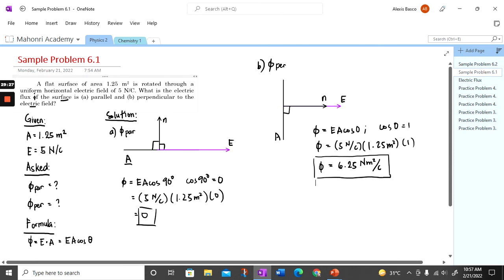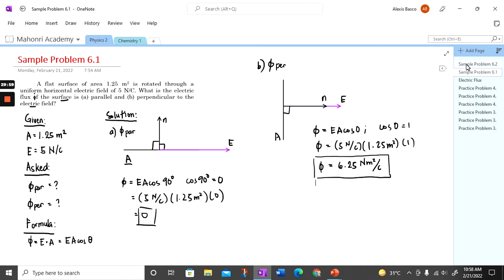So again, if my surface is parallel to my E, which means my N is perpendicular to E, I have 0 electric flux. But if my surface is perpendicular to my E, which makes my normal or my area vector parallel to E, this will give me the maximum electric flux. Okay, so I hope that is clear. If you guys have any question about this, do not hesitate to message me. Now let's go on to sample problem number 2.